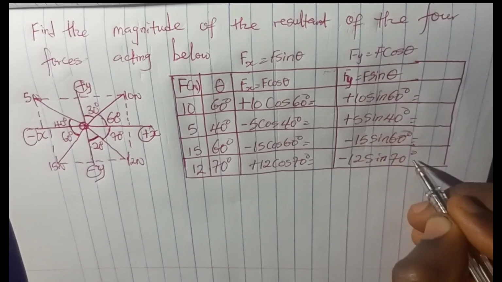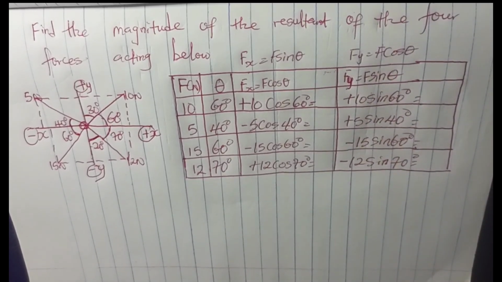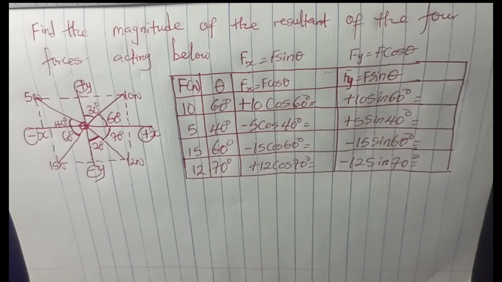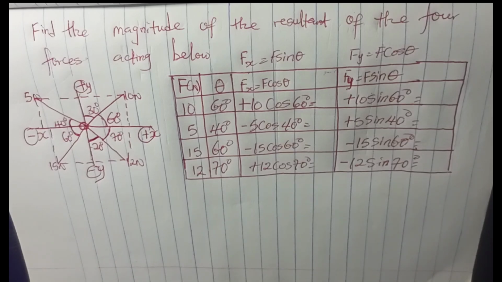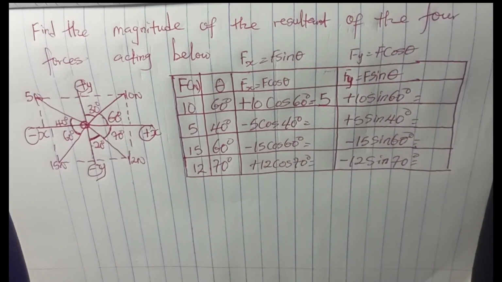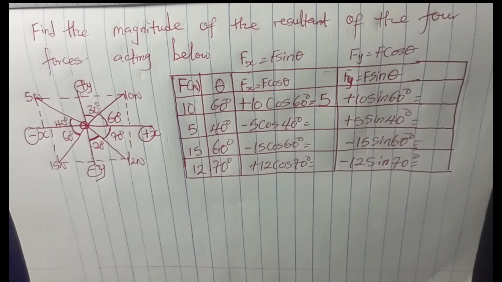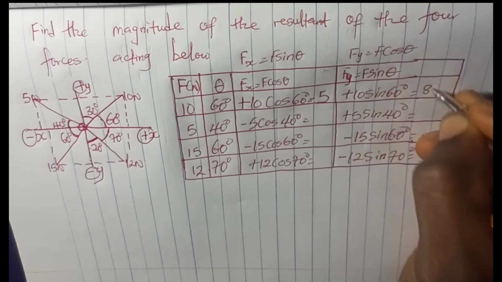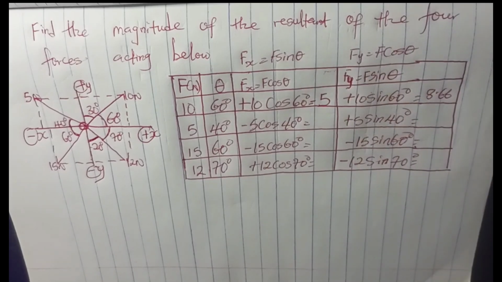Let's be fast. Using our calculator, please make use of your calculator here. The first thing I'm having is 10 what? Cos 60. 10 cos 60 degrees is what? 5. Are you there? Then 10 what? Sine 60 degrees is 8.66. I hope you are still listening.